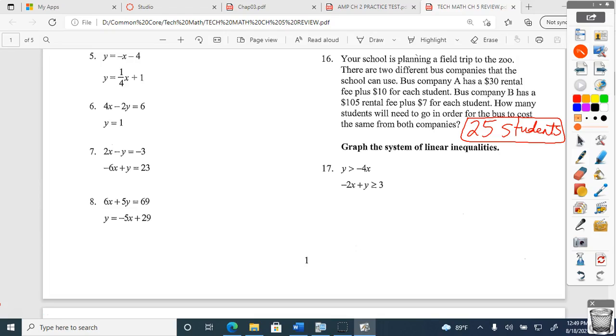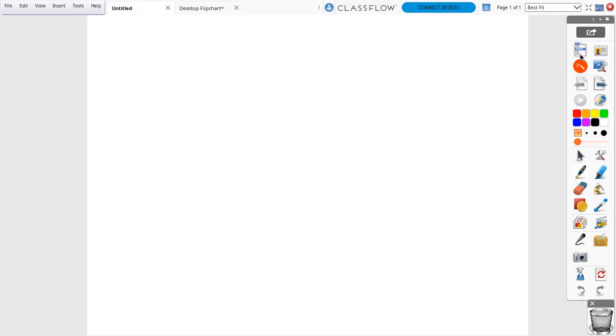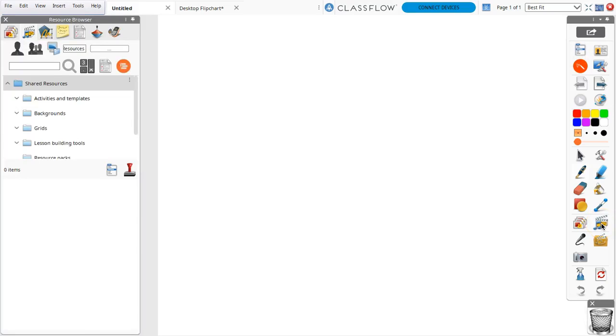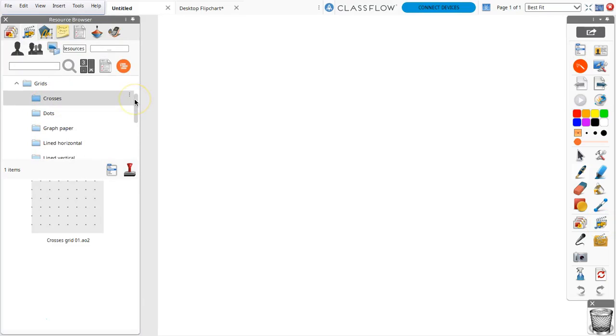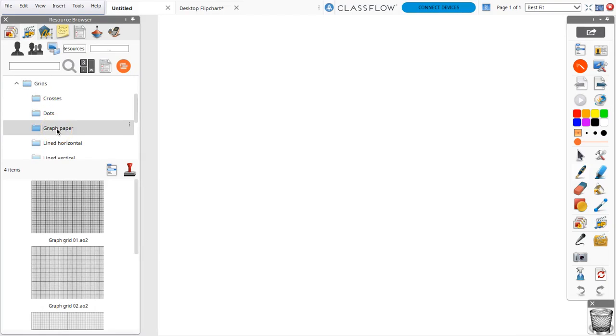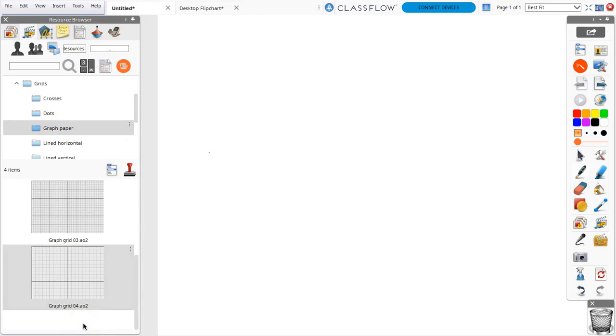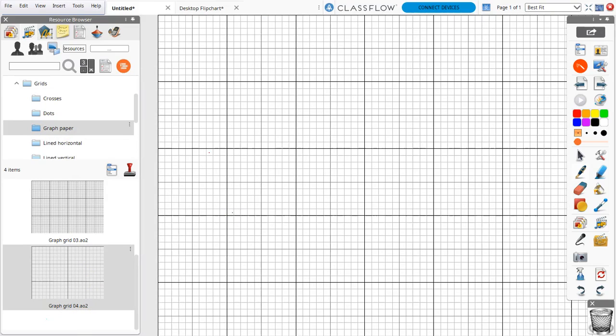All right. On these next two, we are graphing. Okay, 17 and 18. We're graphing. So I'm going to pull me some graph paper up real quick. Get that off of here. Let's see. Grids, crosses, graph paper. There we go. That looks pretty. Hey, there we go. All right.